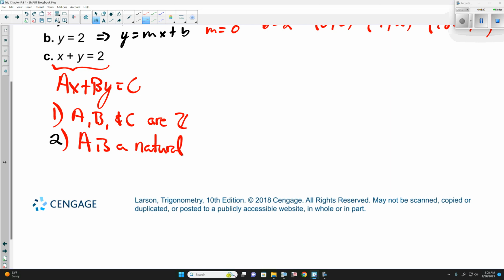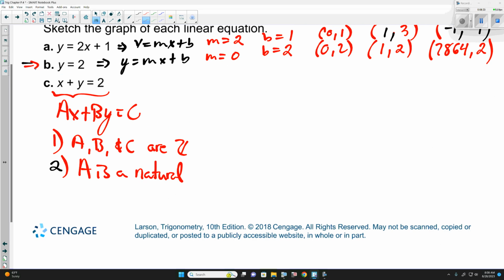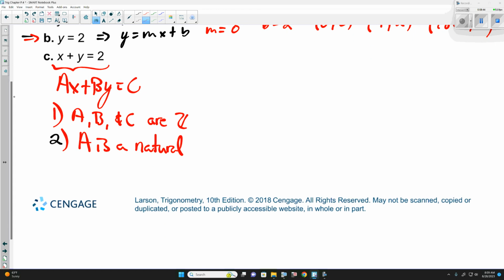Because if it is 0, we're more likely to write it as, well, it would end up being this. And A can't be negative. If A is negative, we have to multiply through by negative to make it positive. The value of B and the value of C can be negative, but A cannot. Does that make sense?